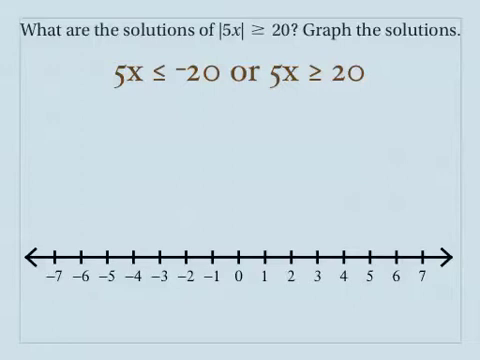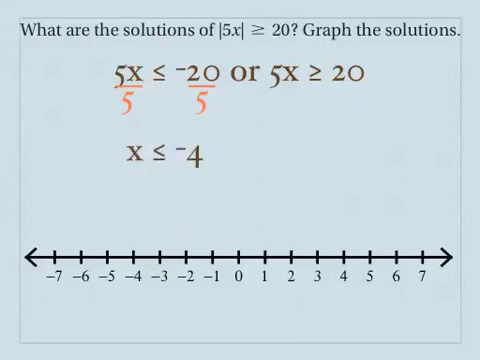Now, this is just solving a compound inequality with or. I need to solve both inequalities. To do that, I need to divide by 5. When I divide by 5 on the inequality to the left, my 5's cancel out and I'm left with x is less than or equal to negative 4.